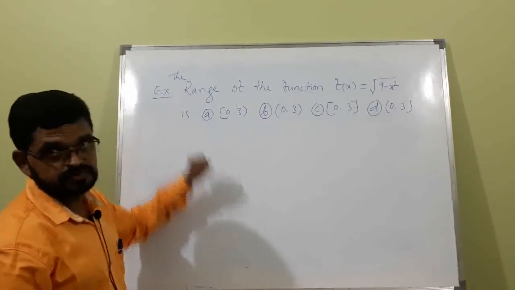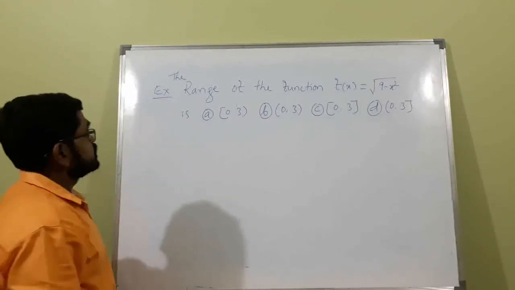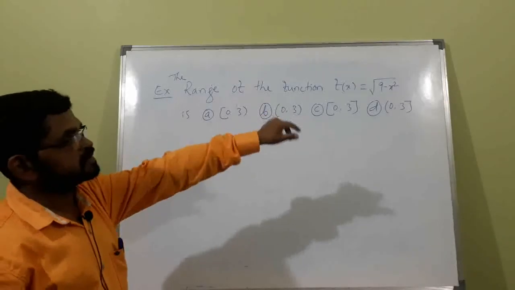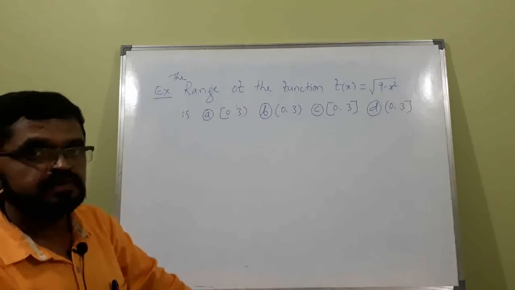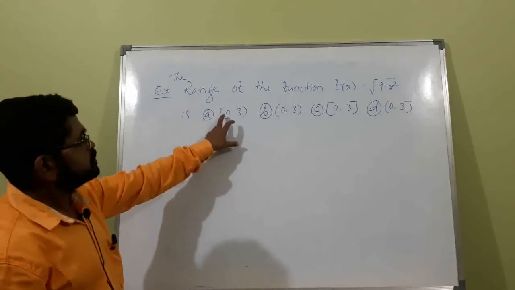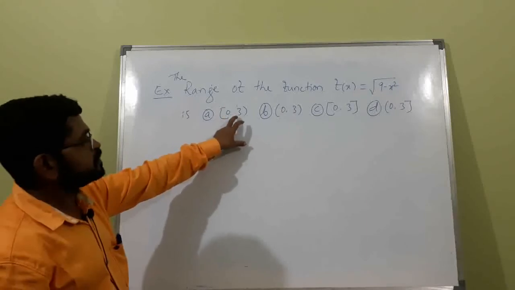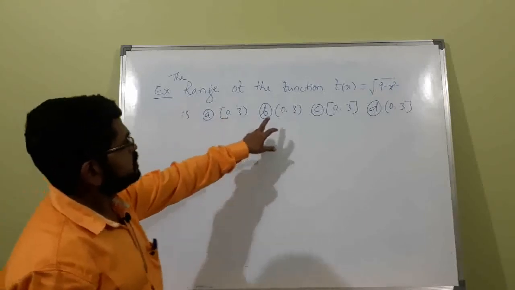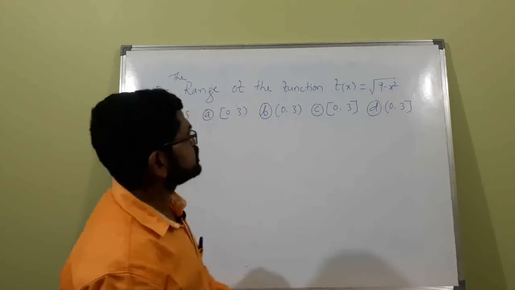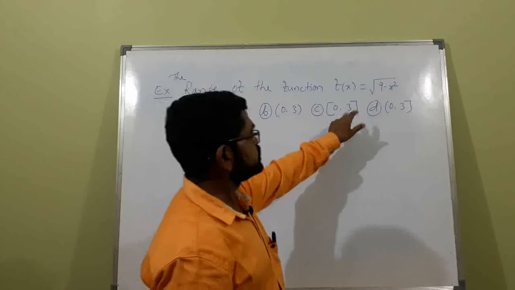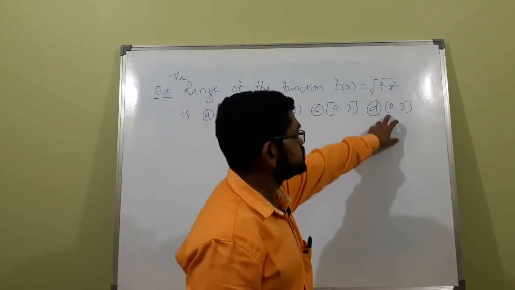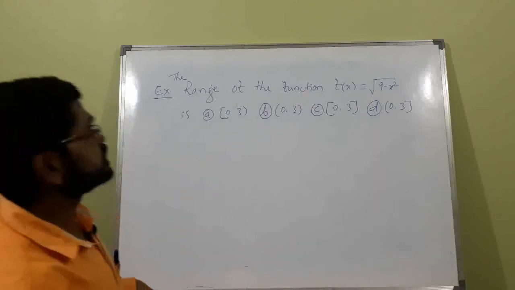Another question from CET: the range of the function f(x) equals root of 9 minus x squared is: closed interval 0 to 3; open interval, both 0 and 3 not included; both 0 and 3 included; or 0 not included whereas 3 is included.